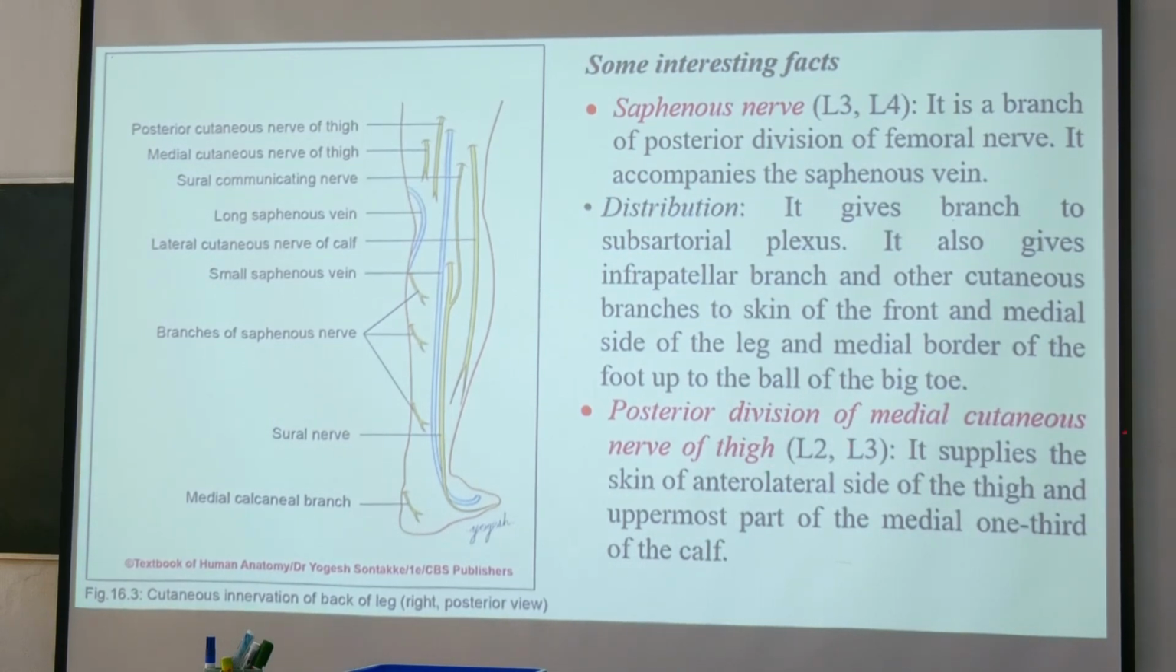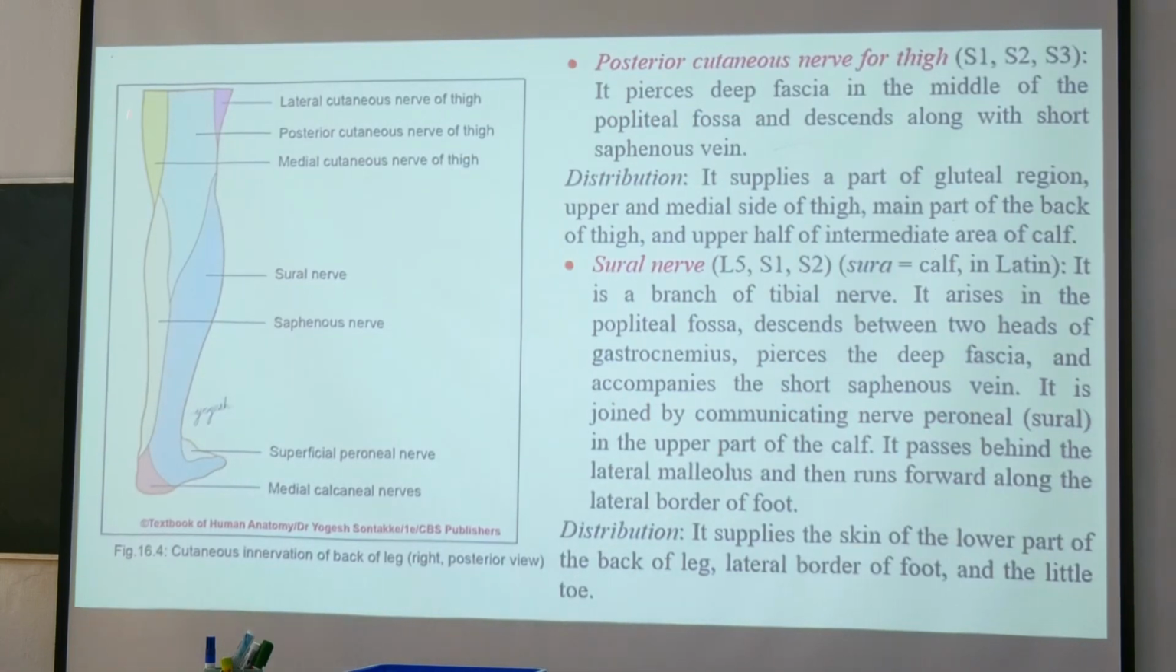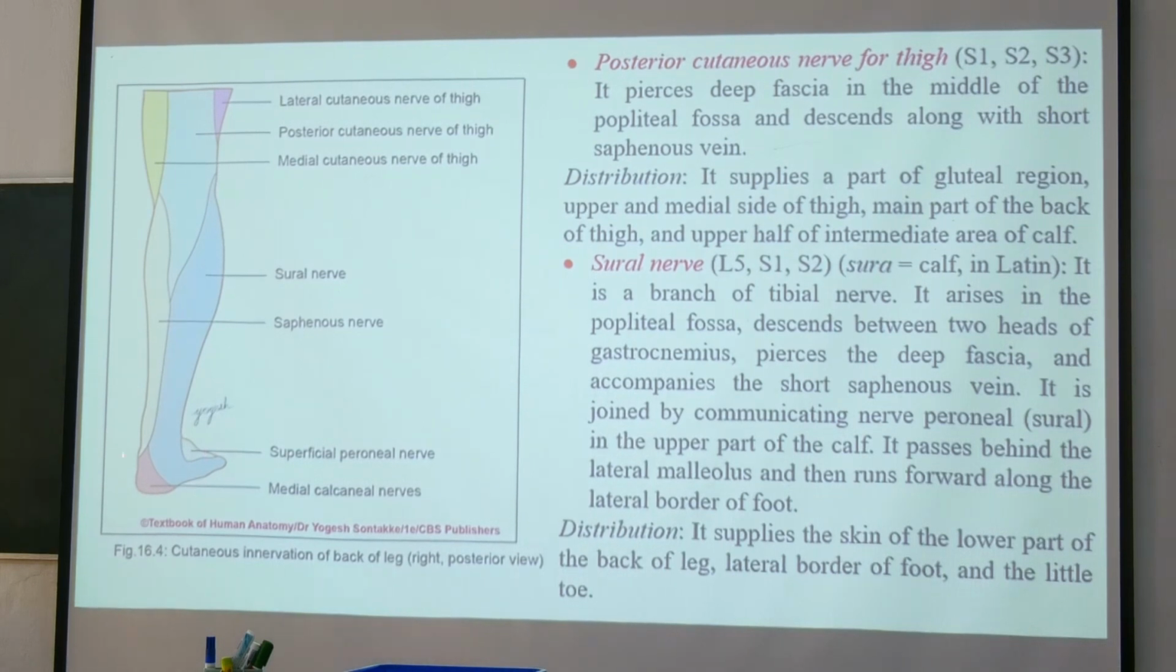Next is the posterior division of the medial cutaneous nerve of thigh. Root value is L2, L3. It supplies the skin of the anterolateral side of the thigh and the uppermost part of the medial 1/3 of the calf. This one, posterior division of the medial cutaneous nerve of thigh. See, this is the distribution, cutaneous supply.